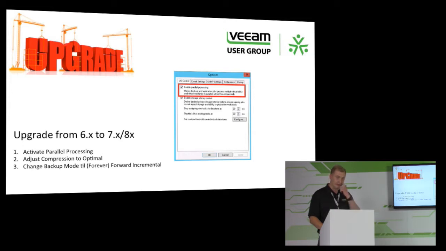If you've been a long-term customer as well, you might also have seen that the default backup mode was reverse incremental. If you're still using that for your jobs, then it potentially could be advantageous to your performance if you change it to forward incremental, or it could even be forever forward incremental.